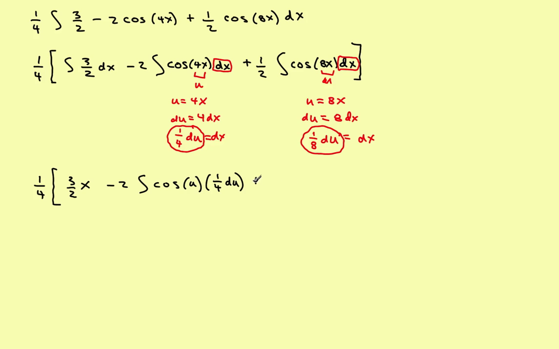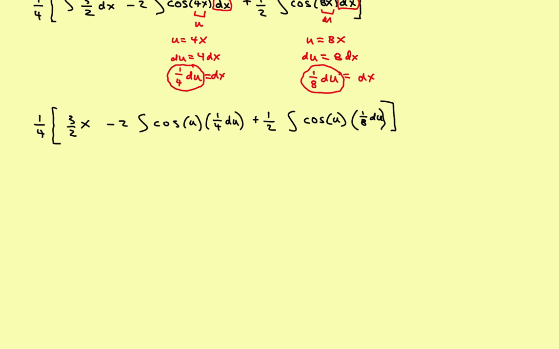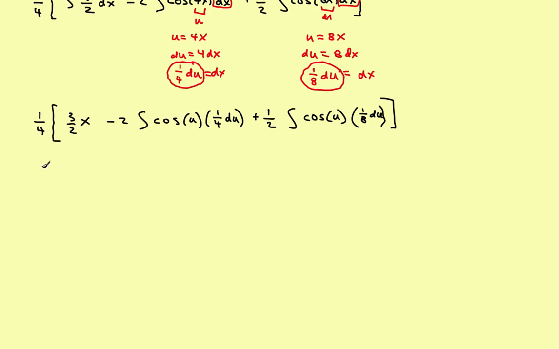Then over here you've got plus 1/2. And again, we'll write this as the antiderivative of the cosine of u. And on this one, we'll substitute 1/8 du. So let's take care of that first. And then put a bracket around the whole thing. So quite a bit of algebra in this problem. So we continue on. So this is going to be 1/4 of, now this one turned into 3/2 x.